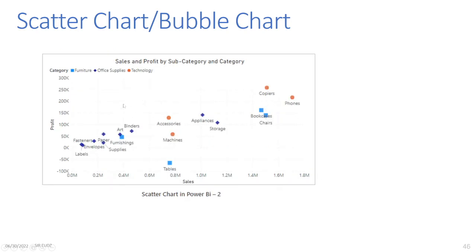So this is an example of a scatter chart. So this will be the category, profit and sales here. You can see here that we have higher sales for this and higher profit. And for this one, more or less, we have small profit for tables.